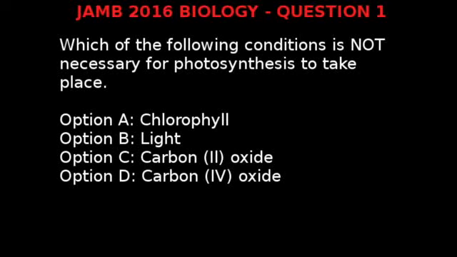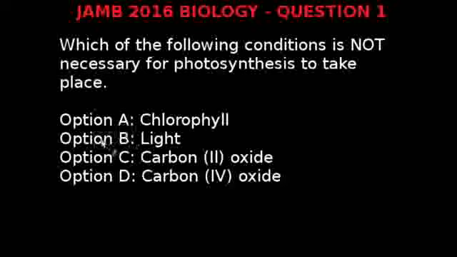JAMB 2016 Biology Question 1. Which of the following conditions is not necessary for photosynthesis to take place? Option A, chlorophyll. Option B, light. Option C, carbon dioxide. Option D, carbon dioxide.